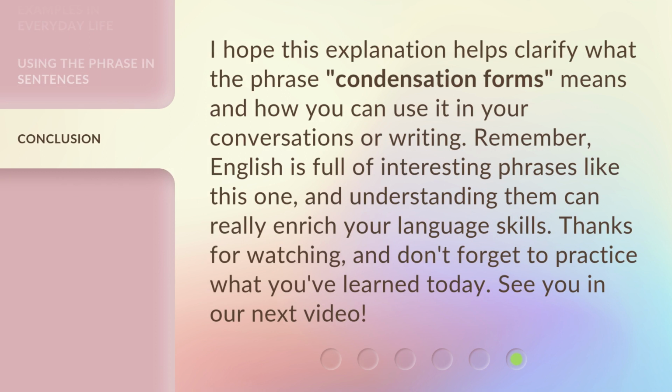I hope this explanation helps clarify what the phrase condensation forms means and how you can use it in your conversations or writing. Remember, English is full of interesting phrases like this one, and understanding them can really enrich your language skills.